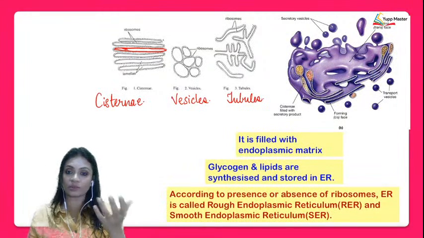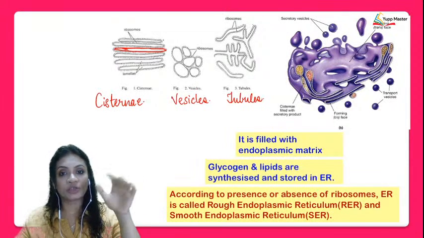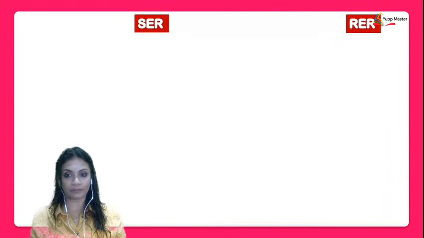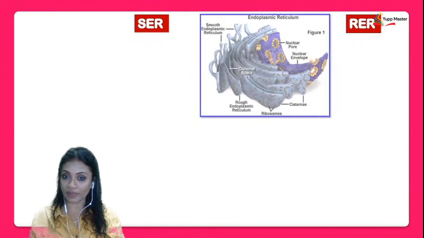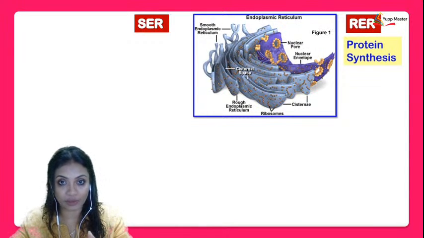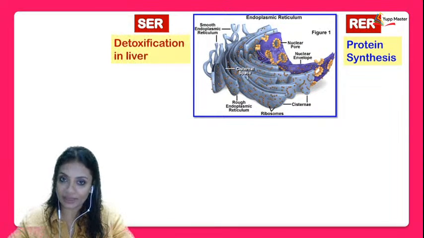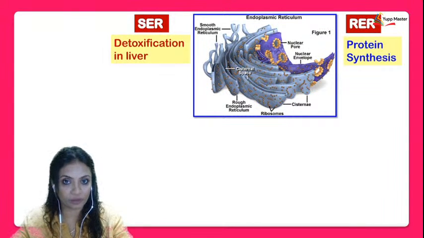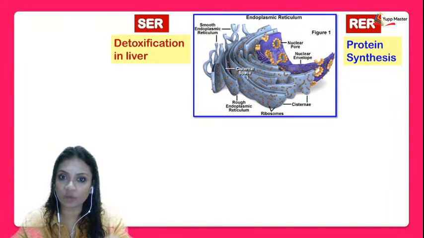Now, as we said a little while back, depending on the presence or absence of ribosomes, the endoplasmic reticulum can be either of a rough type or a smooth type. So what is the difference between smooth and rough endoplasmic reticulum? Well, rough endoplasmic reticulum has ribosomes on it, so its main function is protein synthesis. Whereas smooth endoplasmic reticulum is present maximum in the liver, and it is this cell organelle which helps the liver to detoxify everything.